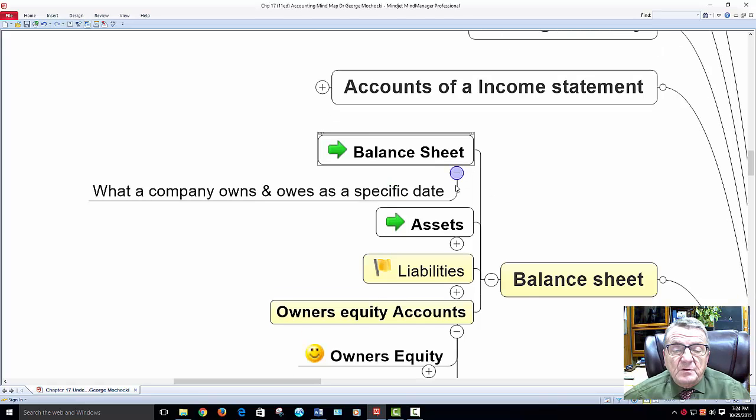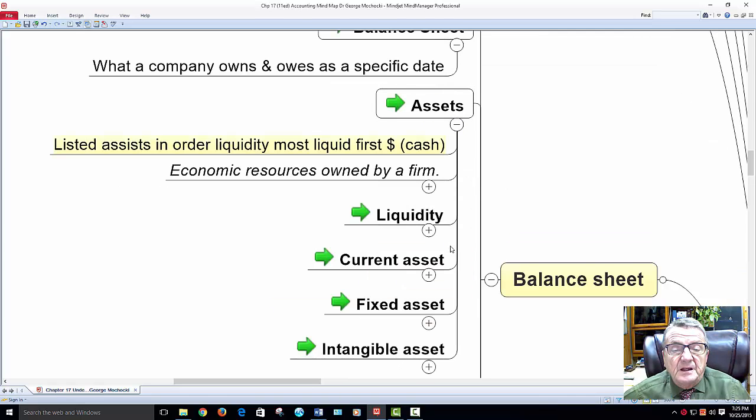Now, a balance sheet, I'll give you a quick definition. What a company owns or owes on a specific date. So that's a balance sheet. It tells me what I own, or who I owe for that asset, on a specific date. It lists assets in order of liquidity, most liquid first. If I asked you what is the most liquid asset you have, cash. You could probably say a debit card because it's the same thing as cash. A credit card is a little different because you have to pay somebody else off.